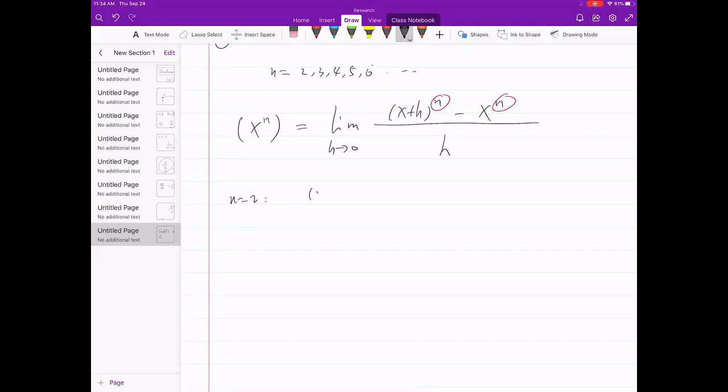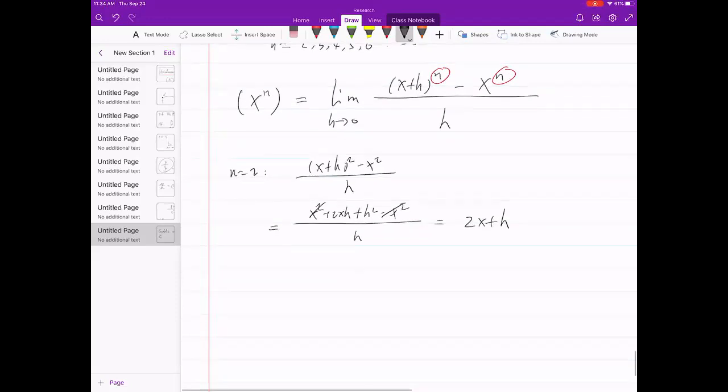Okay? We have x plus h squared minus x squared divided by h, which is x squared plus 2xh plus h squared minus x squared divided by h. They cancel. 2x plus h. Okay. You let h go to 0. This will be your derivative.